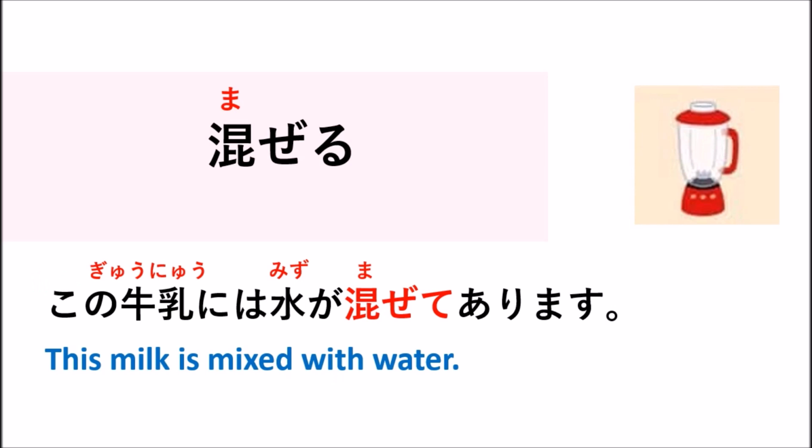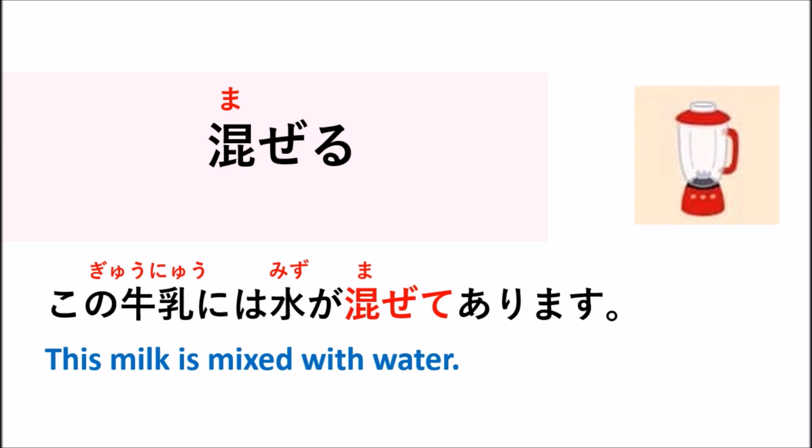And here we have an example: Kono gyunyu ni wa mizu ga mazete arimasu, which means this milk is mixed with water. The word gyunyu means milk, mizu means water, and mazeru means mix.